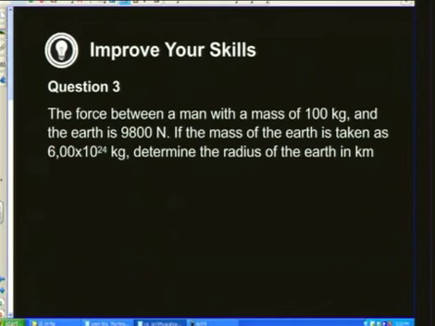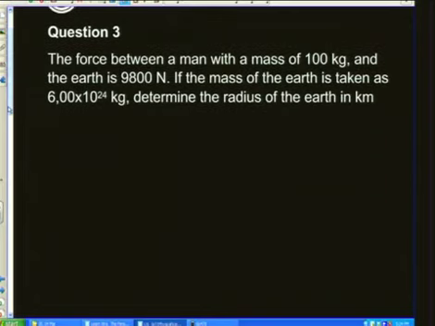Okay, let's go to the next one, which requires a little bit more thinking, and we're going to have to play with it a little bit and understand the physics. So let's go to that, and let's see exactly where we are. It tells us now the force between a man with a mass of 100 kilograms and the Earth is 9,800 newtons. If the mass of the Earth is taken as 6 times 10 to the 24, determine the radius of the Earth in kilometers.